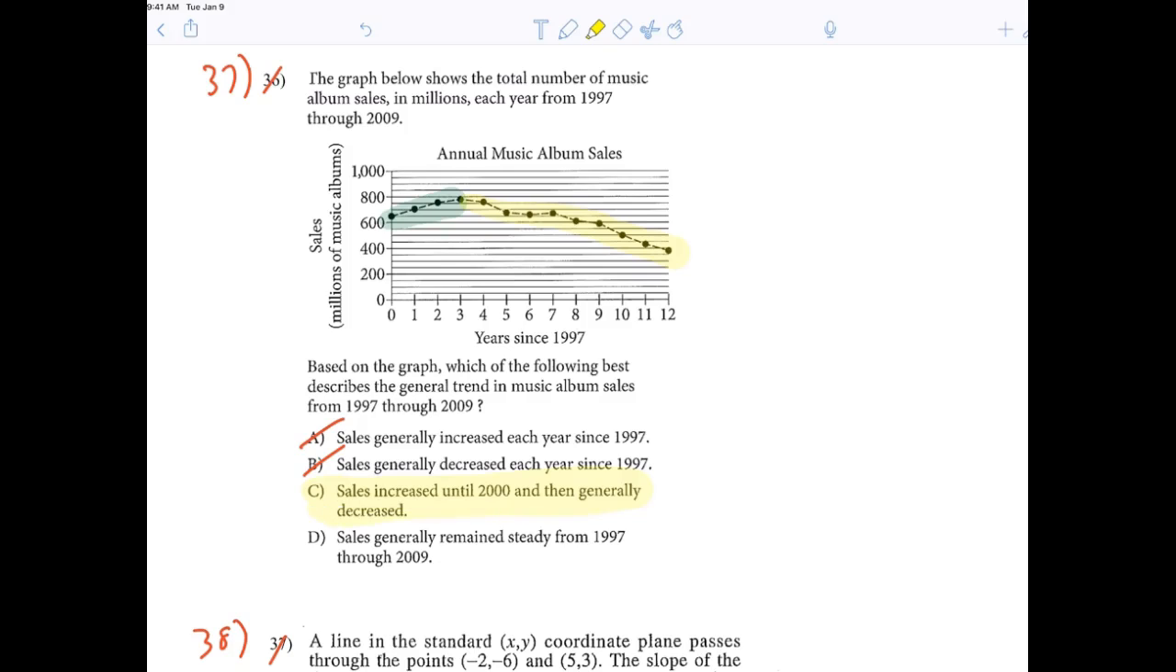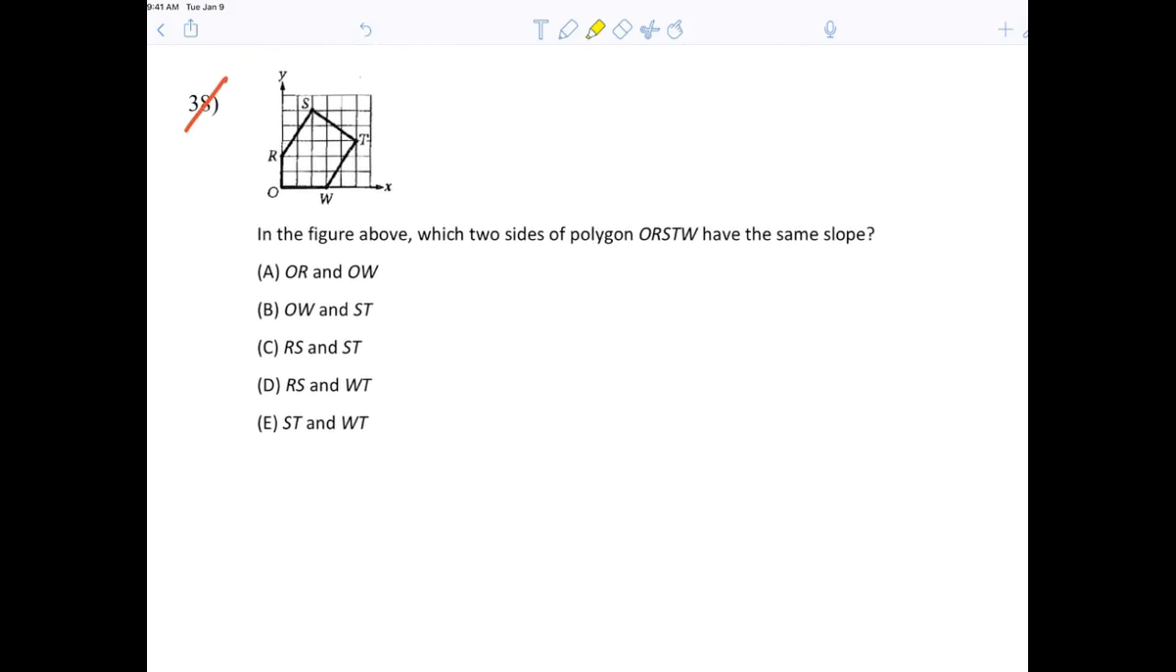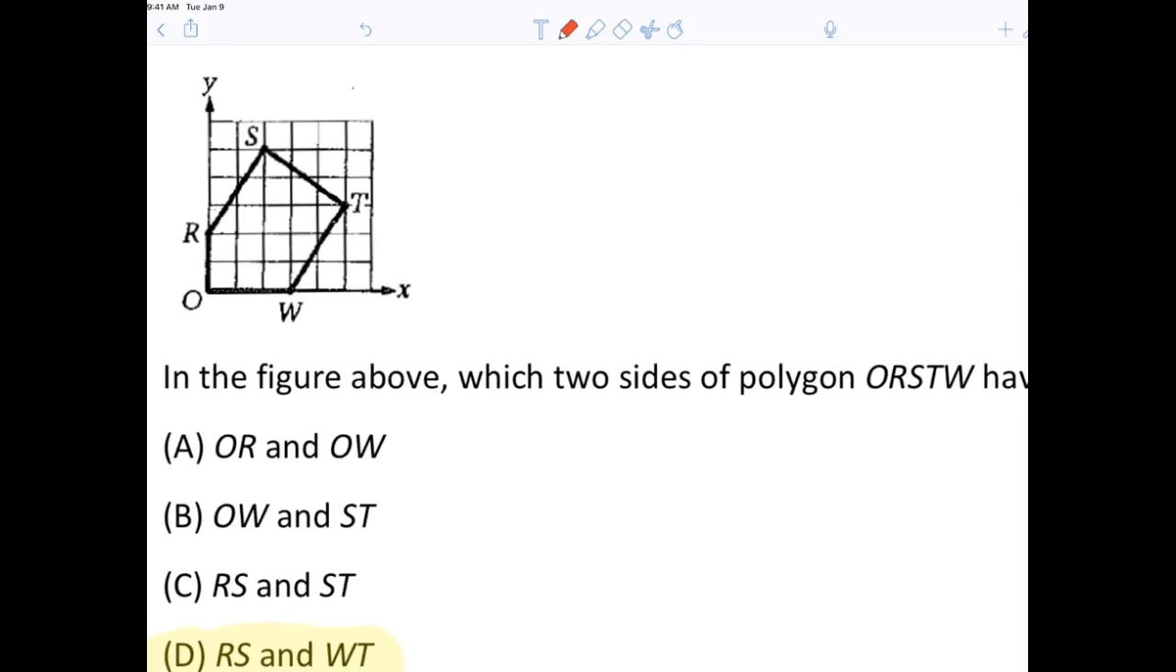All right, let's look at 39. In the figure above, which two sides of the polygon have the same slope? What do you think? Yeah, of course. RS and WT. Very good. Because the rise over run is the same. I went up 3, and I went over 2. I went up 3, and I went over 2. Very good.